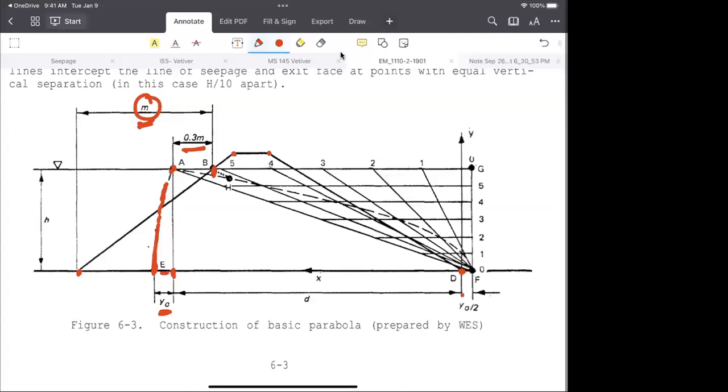Now we need to find out the y naught by 2. From that y naught by 2, our game started. The first thing is to find the point F, which is y naught by 2. Now there are a few really important points. The most important are point F and point A.